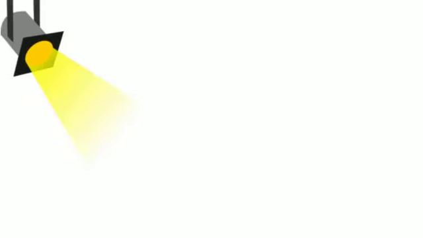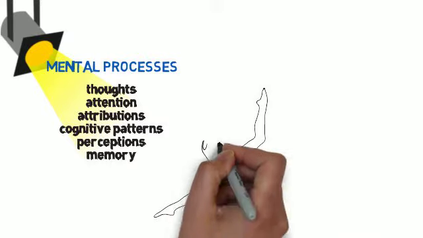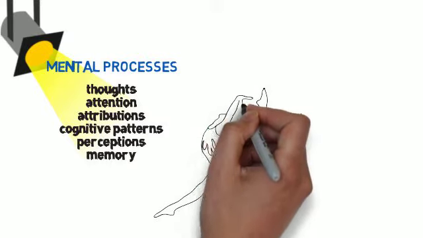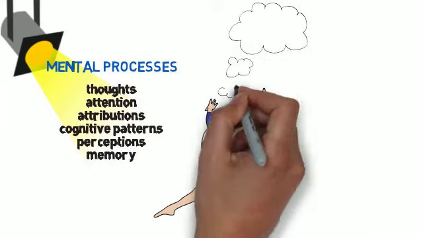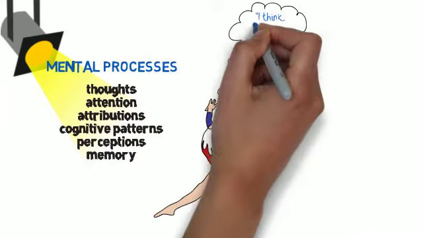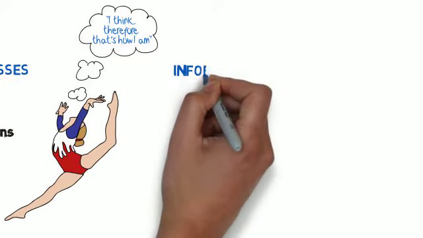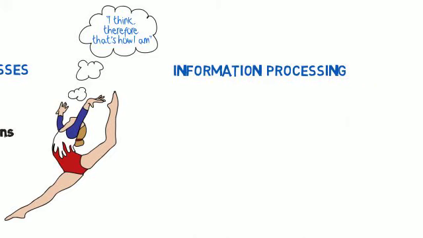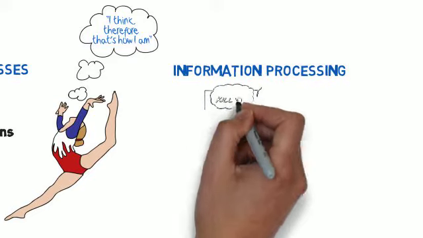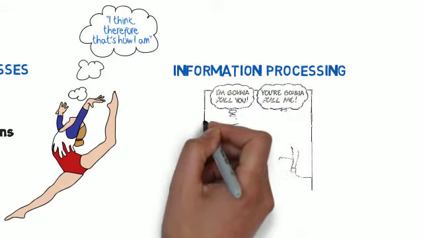The cognitive model places its spotlight on mental processes such as thoughts, attention, attributions, cognitive patterns, perceptions, and memory as creators of an individual's personal reality. As it relates to sports psychology, the cognitive model suggests that an athlete's interpretation of the environment is more powerful than the environment stimulus itself. In this process of thinking, also known as information processing, the athlete actively manipulates environmental input and acts according to his or her internal model of the world.